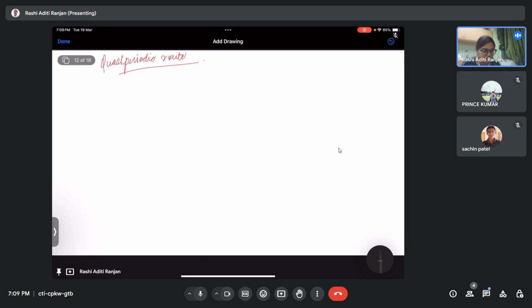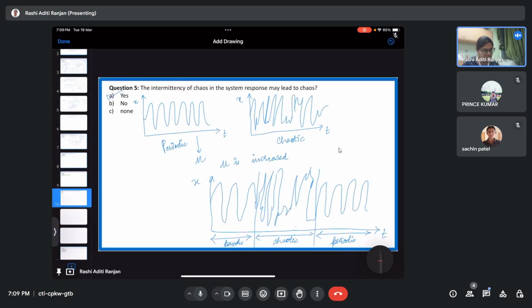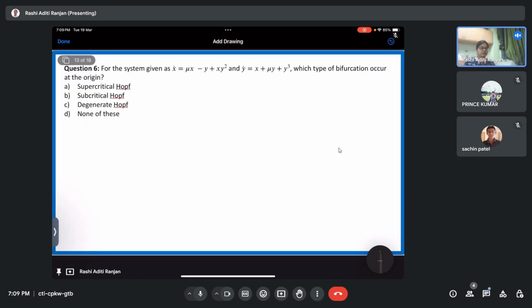Okay, so there can be a quasi-periodic route. There are three routes which may lead to chaos. So the answer is, I guess, clear. Coming on to question number 6: for the system given as this, which type of bifurcation occurs at the origin?